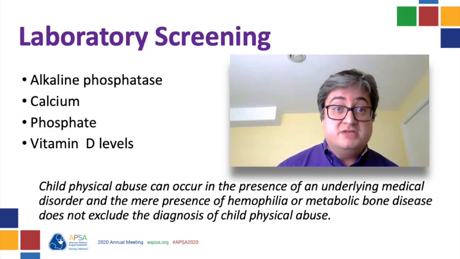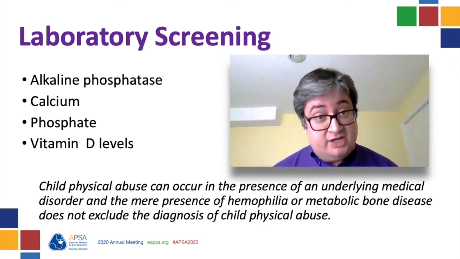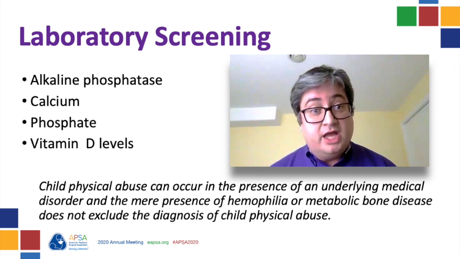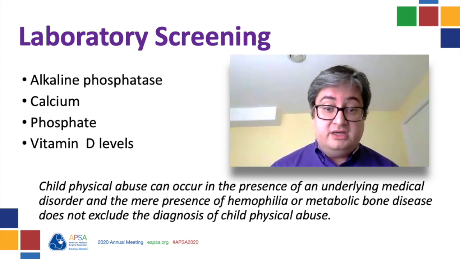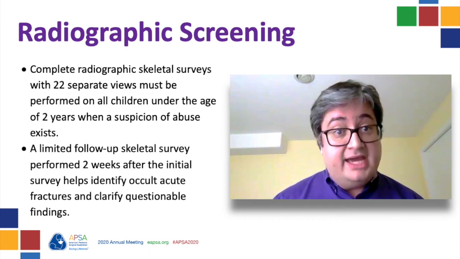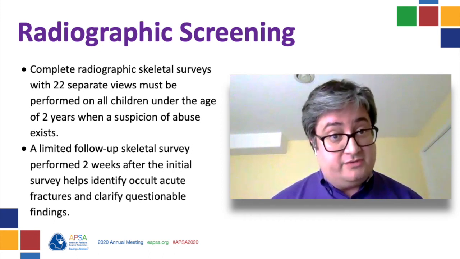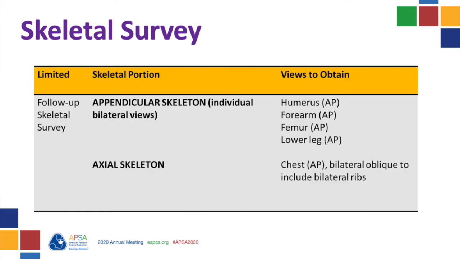It also includes a series of laboratory screenings. However, I have to emphasize that child physical abuse can still occur in the presence of an underlying metabolic disorder, and the mere presence of a diagnosis such as hemophilia or metabolic bone disease does not exclude the diagnosis of child physical abuse. Skeletal surveys are recommended, as well as a 2-week follow-up skeletal survey. The list of the different views of the skeletal survey are included in the next 2 slides, with the second slide demonstrating a limited skeletal survey 2 weeks later.